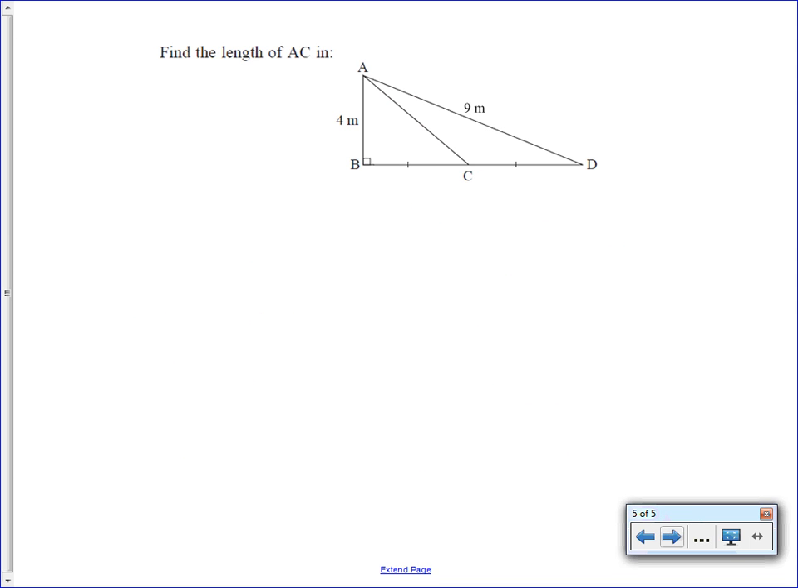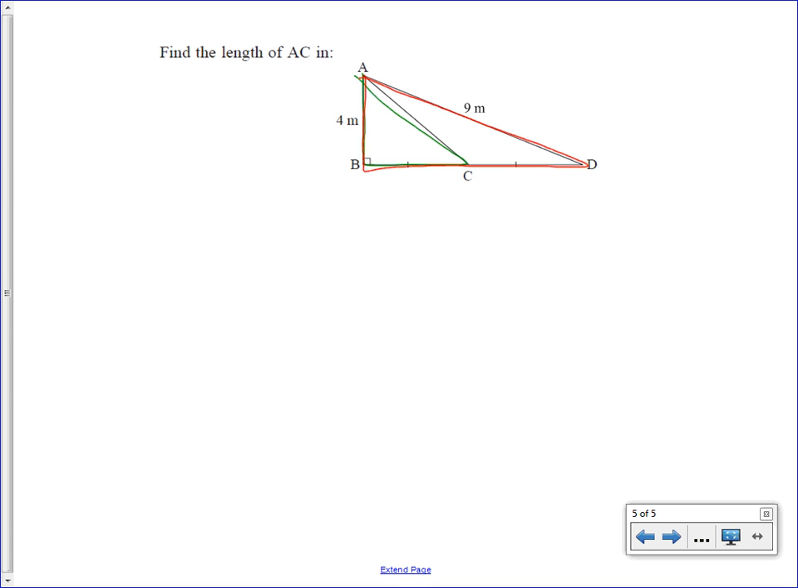And then one more extension. Again, it's two triangles, but this time, or two right triangles, I should say. This time it's a smaller right triangle, which is ABC, right here, nested inside of a larger right triangle, which is ABD, okay? And that's right there.